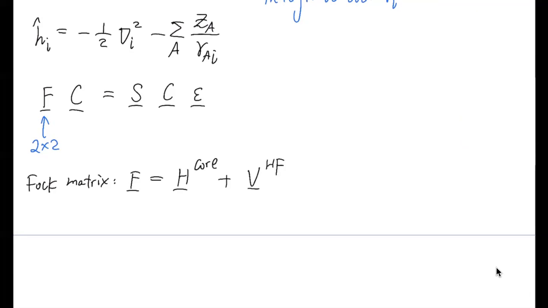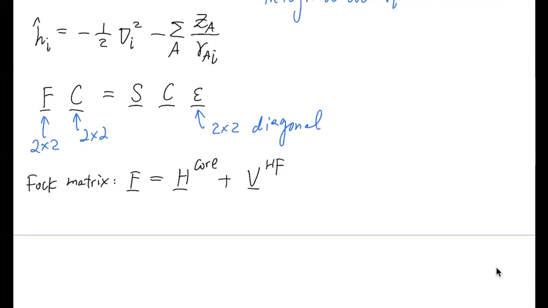Similarly, this C is also 2x2. And of course, S is 2x2. And epsilon here is 2x2 and diagonal. Right? Because we're talking about the canonical form of the restricted Hartree-Fock equation. And therefore, the epsilon matrix is indeed a diagonal matrix.